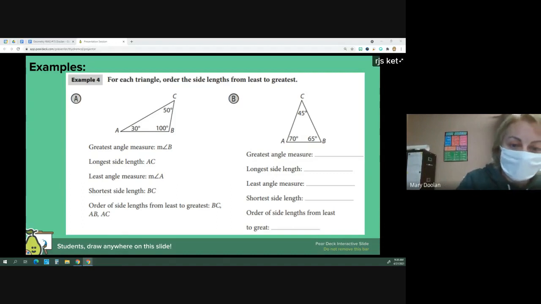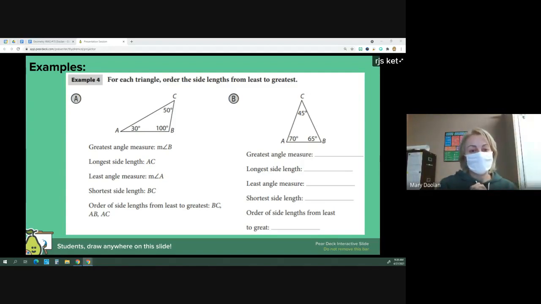You can draw on these triangles. I don't remember which colors exactly I was using for greatest and smallest, but use this color today. So that side's going to be the greatest because across from angle B, that's the longest side.